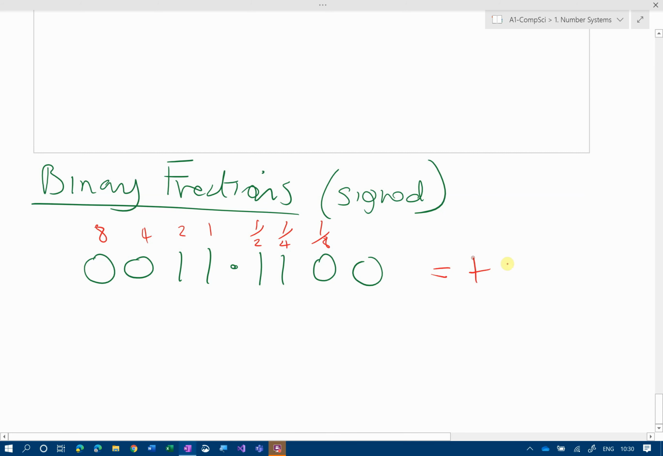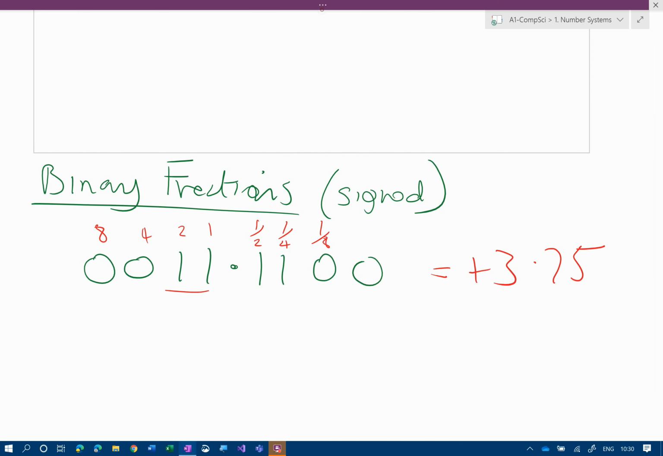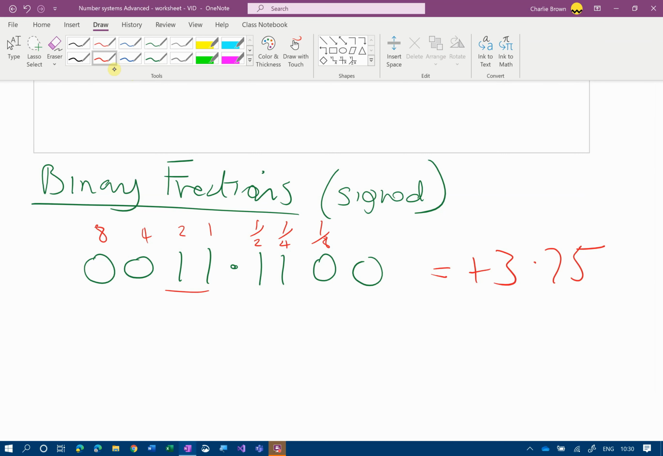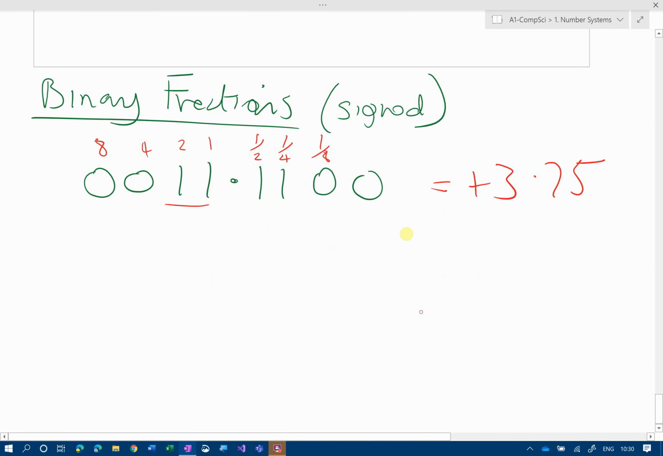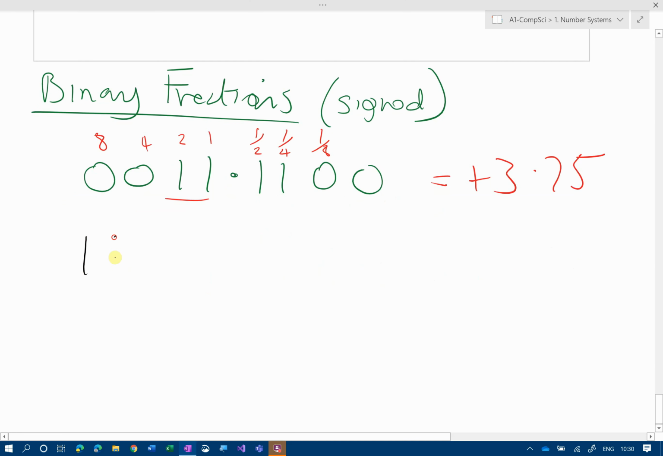Well, it equals plus 3.75, because we have the 3 there. Half and a quarter is 0.75. Now you can leave it as a fraction. It's not a problem. I'm going to change color back to black now. Now let's do another one. Now let's do this one here. So this number here.